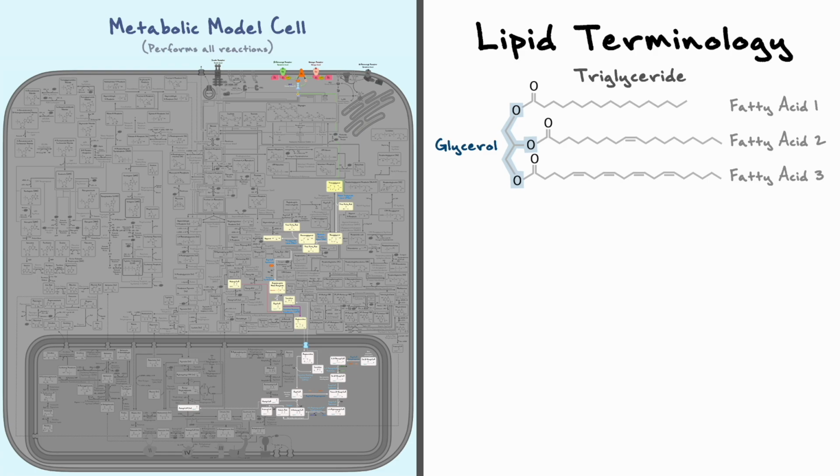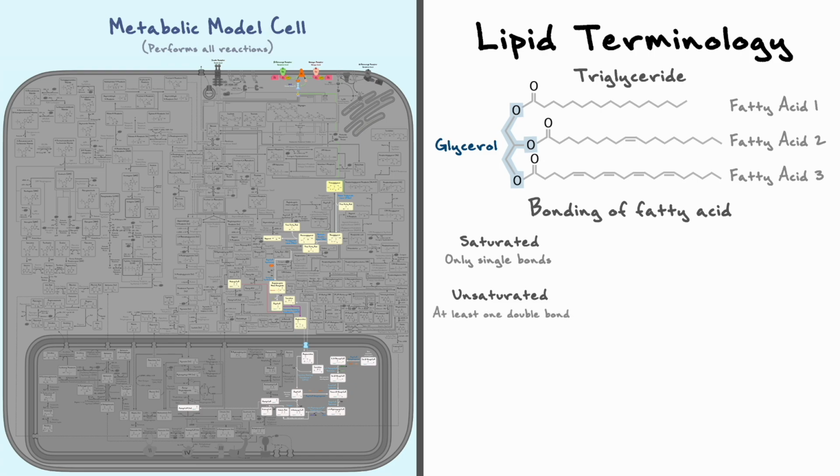The glycerol backbone will always be the same, but you will notice that the fatty acid chains can be quite different from each other in terms of length and bonds. The length of fatty acids usually varies between 14 and 20 carbons, but the bonding is where fatty acids differ the most. The two general types of fatty acids that can be differentiated based on bonding are the saturated and unsaturated fatty acids. To put it simply, saturated fatty acids only contain single bonds between each carbon of their tail, whereas unsaturated fatty acids have at least one double bond.